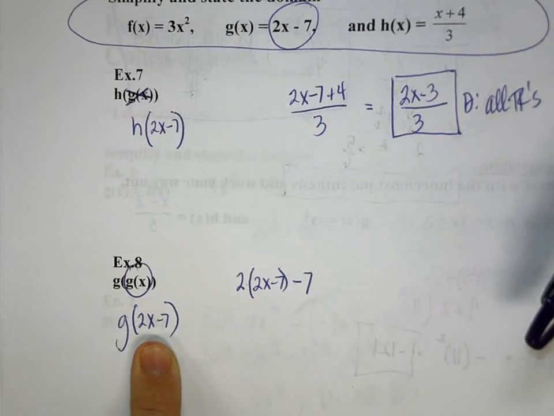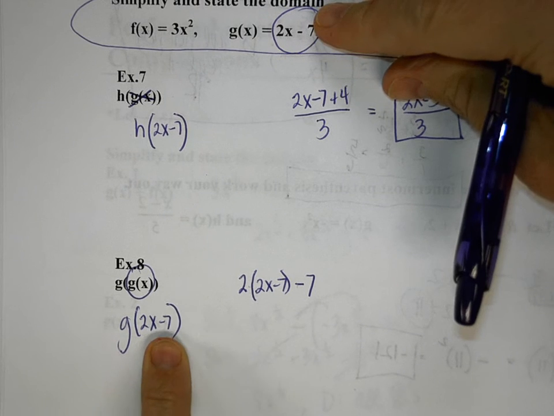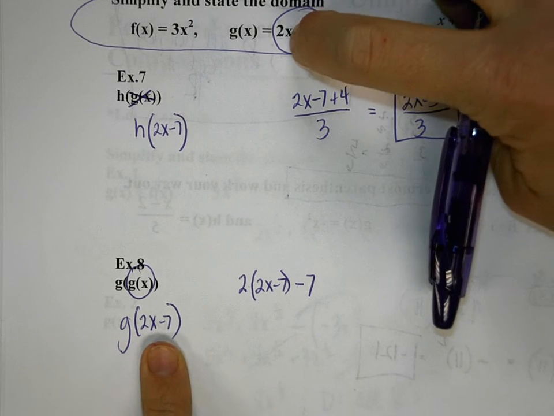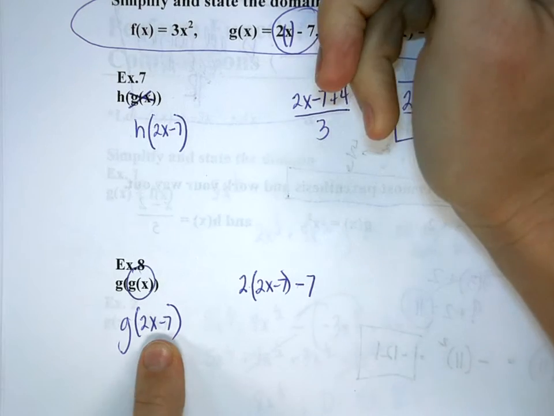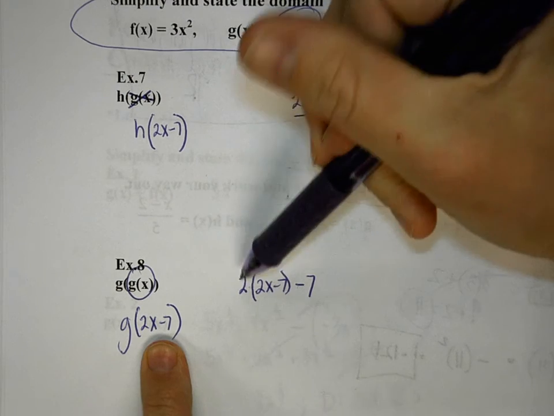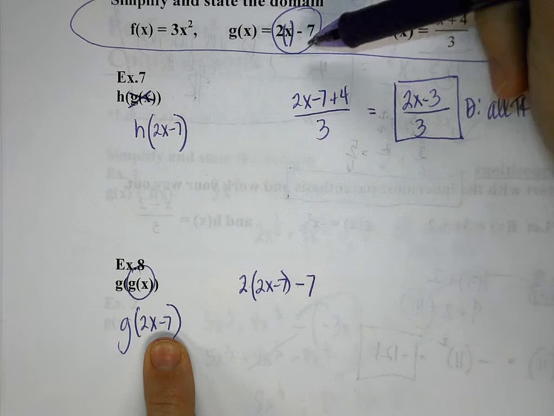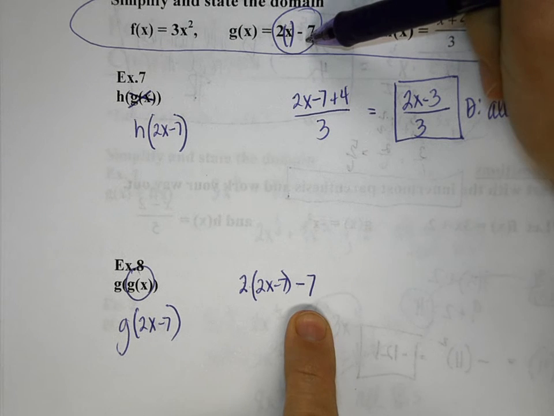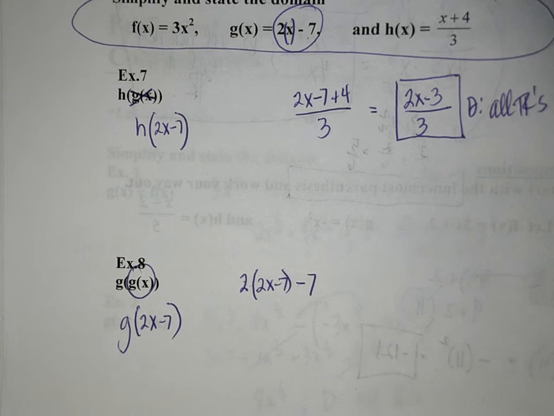So this is how you have to be careful. So this is my g equation, right? And we know that we have g of 2x minus 7. So wherever you see an x, that is where I'm plugging in the 2x minus 7. So that's why I have 2 times 2x minus 7, and then I still have a minus 7 at the end. Do we see that? Okay. So now we are going to do what? Anybody?